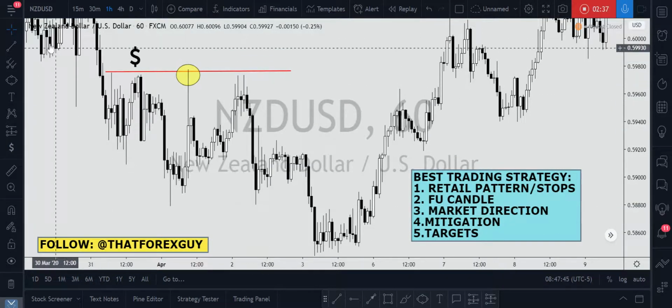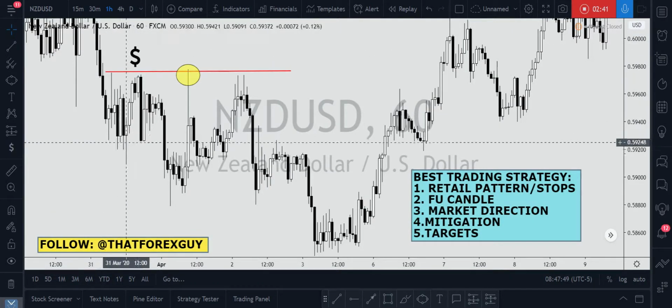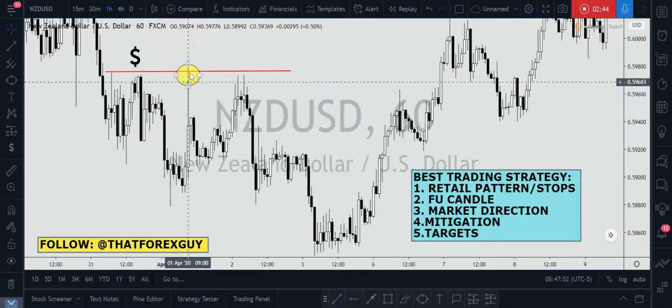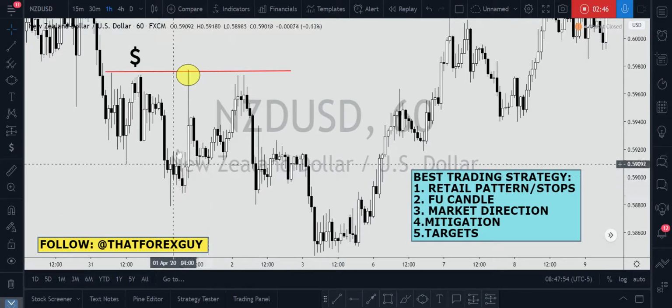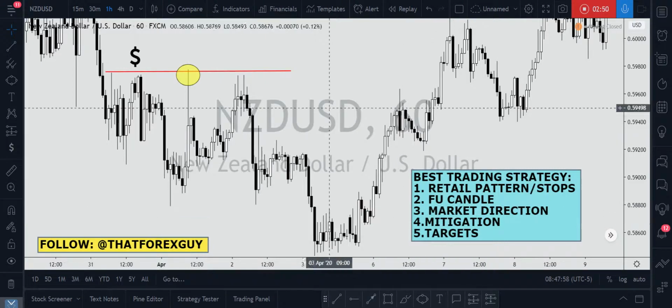Next we need the market direction. We see that the market was already falling to the downside and then stops and then down. So we can see that this market is trending down. I wouldn't be looking for buys in a selling market, so we have that check.